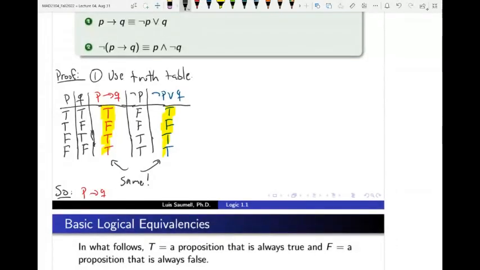implies Q is logically equivalent to negation P or Q. All right. So this is what tells you how to break up an implication.